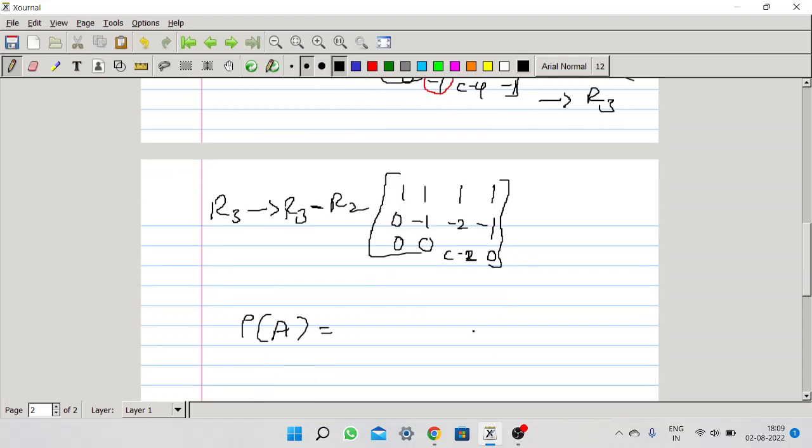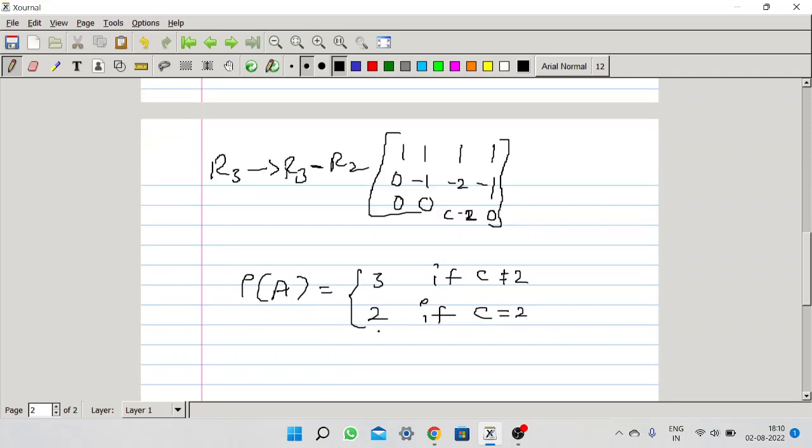Sorry. So here rank of A equal to, here we have two cases. Rank of A equal to 3 if C is not equal to 2, and rank of A is equal to 2 if C is equal to 2. Similarly, rank of AB also is the same as rank of A.